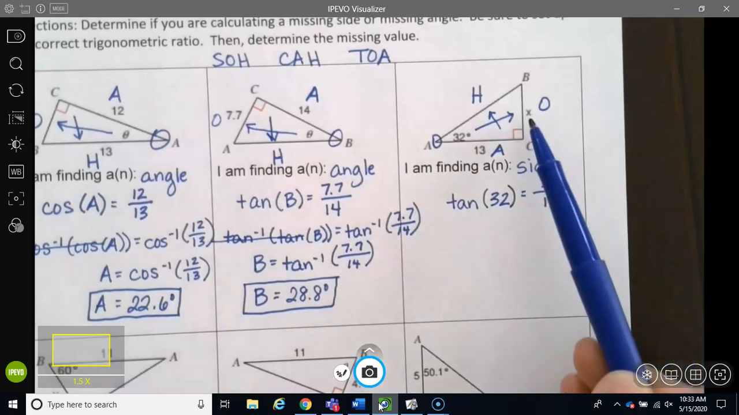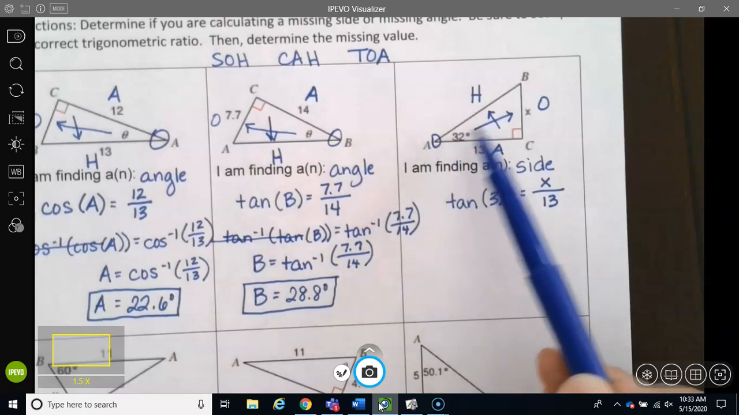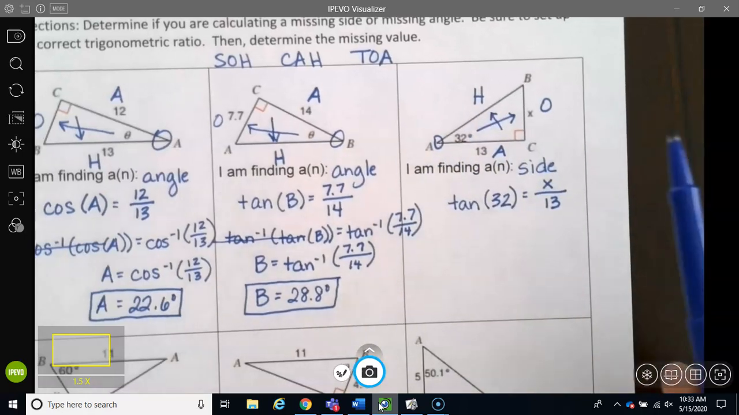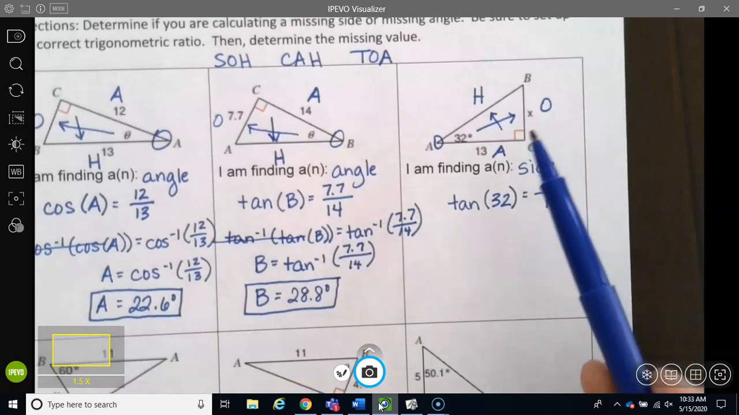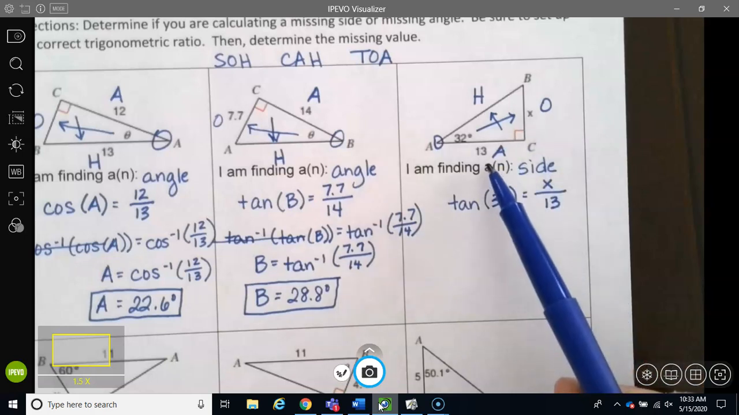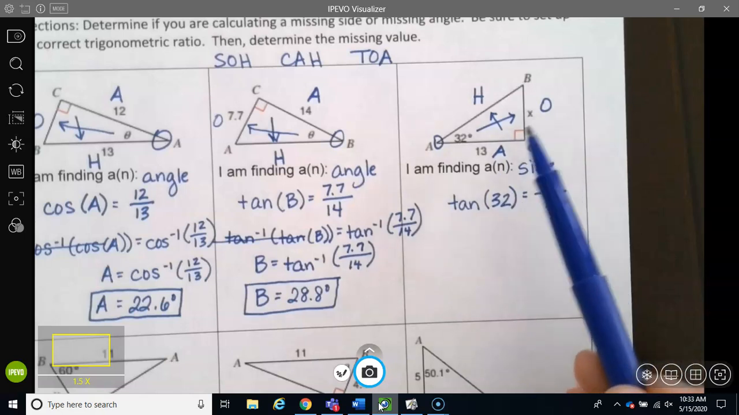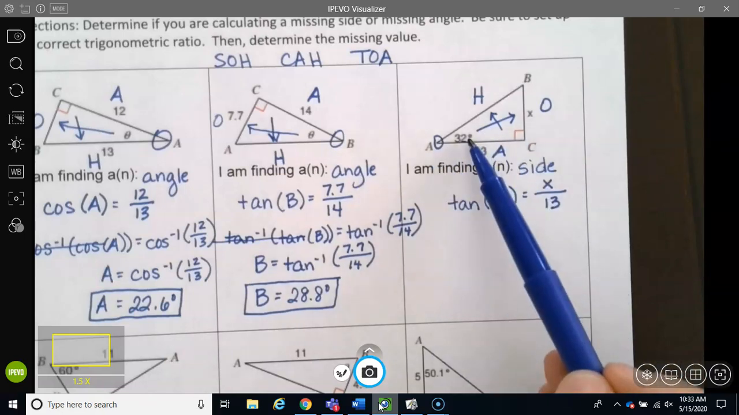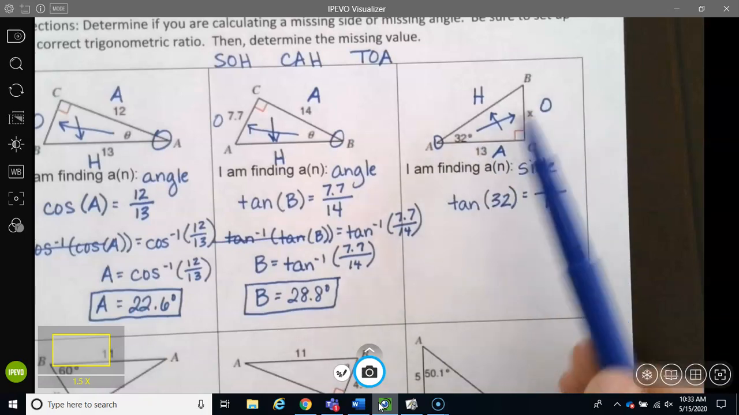When you're finding a missing side, the angle that you know, that's your reference angle. Use that angle to figure out your opposite, adjacent, and hypotenuse sides. And then when you set up your trig function, you have to use the side that you're trying to find, your missing side that they want you to find, and the side that you actually know the length of. Because remember, you can only have one variable in there. So we have to do tangent of whatever that angle is, 32 degrees, is equal to opposite over adjacent, so x over 13.